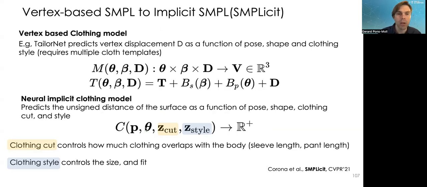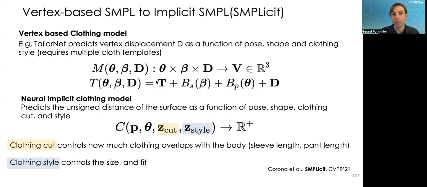So just to recap, vertex-based clothing models were based on displacement fields, which require predicting three-dimensional displacements as a function of pose and shape, right? This was the case of TailorNet. So if we had this function M, based on the pose and the shape, you would be predicting a displacement at the output, right?